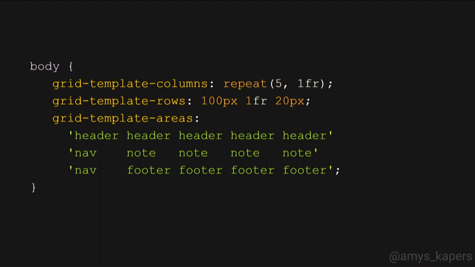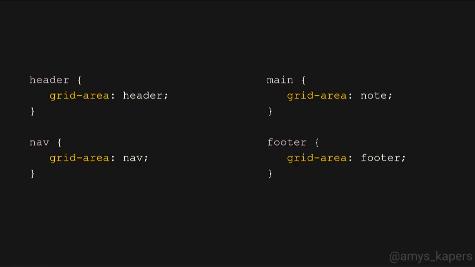So you can see here we've set our header to take up the full top row. Our nav takes up the first column of the second and third row. Our note takes up the remainder of the middle row, and our footer takes up the remainder of the bottom. We then assign these areas we've defined here to each of our grid children with grid area header, grid area nav, grid area note, and grid area footer, because, you know, naming things is hard.